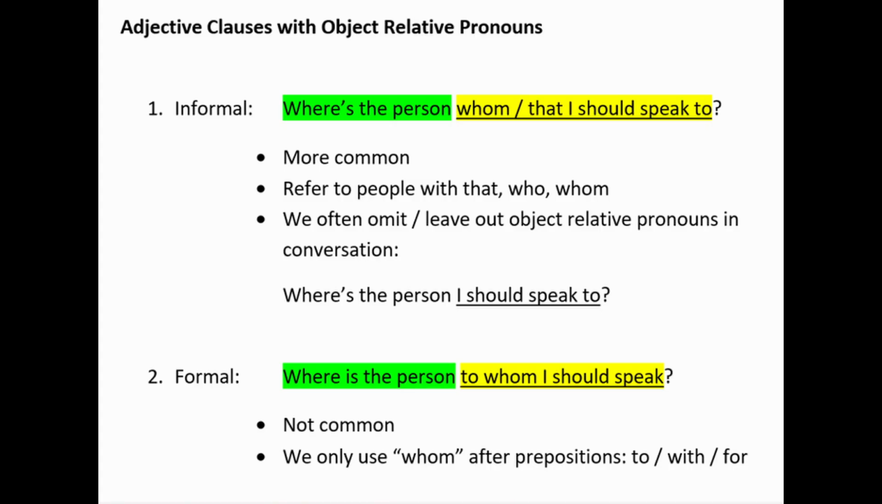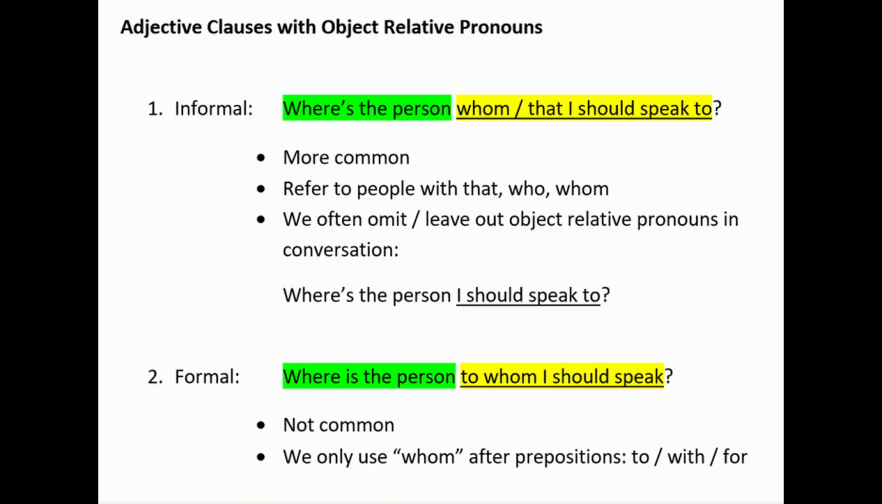So getting back to the object relative pronouns and the adjective clauses there: "Where's that person whom I should speak to?" or "Where's that person that I should speak to?" That is correct, but we often leave out or omit the object relative pronoun in casual conversation, even sometimes in writing, okay? But we call it the object relative pronoun because it's functioning like an object in the adjective clause, right? I is the subject, should speak is the verb, and then whom or that is your object in the adjective clause, okay? So I hope that's useful.